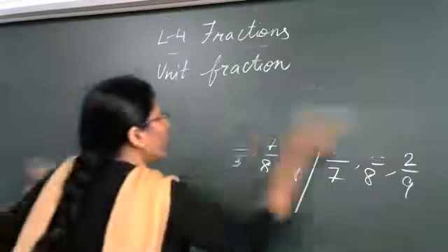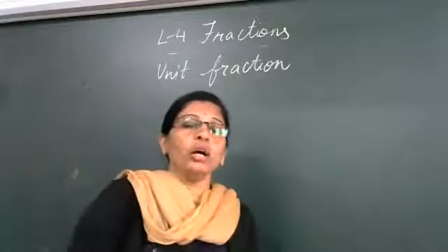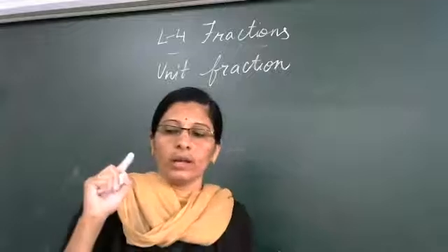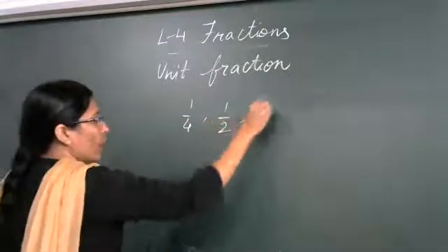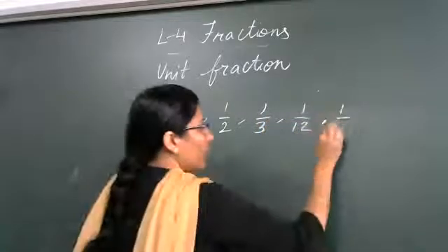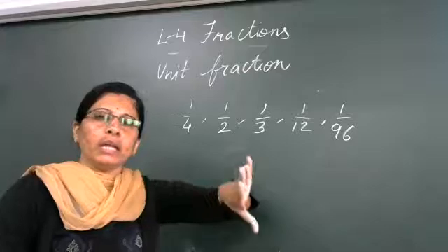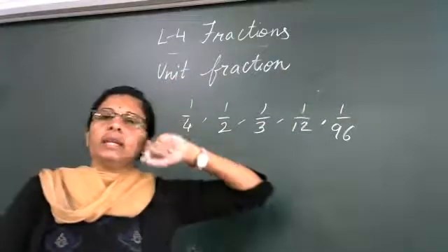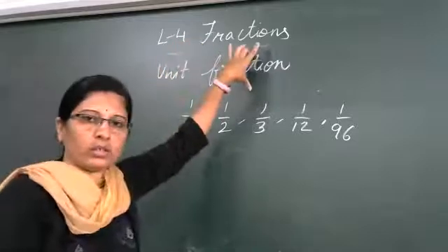Okay. Now, unit fraction. Unit means 1. So, the fractions whose numerator is 1. That means 1 by 4, 1 by 2, 1 by 3, 1 by 12 or 1 by 96. The denominator can be anything. If the numerator is 1, these fractions are known as unit fractions.